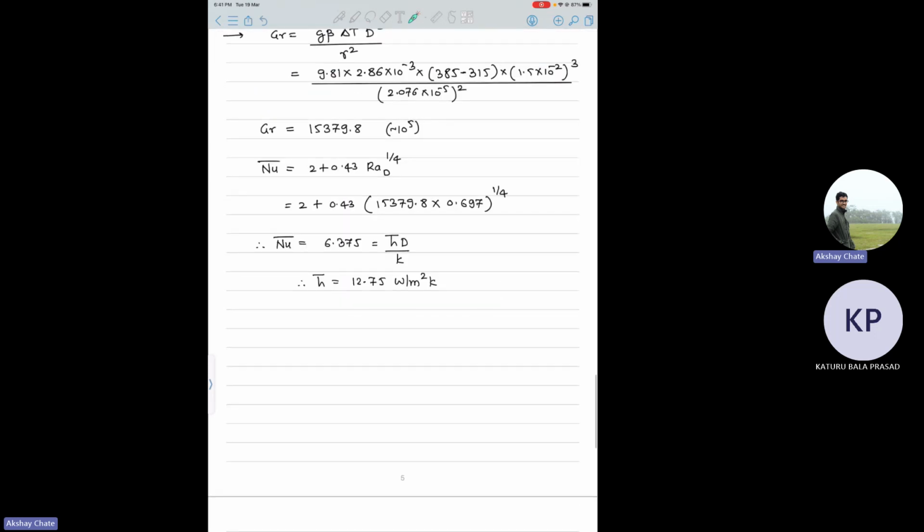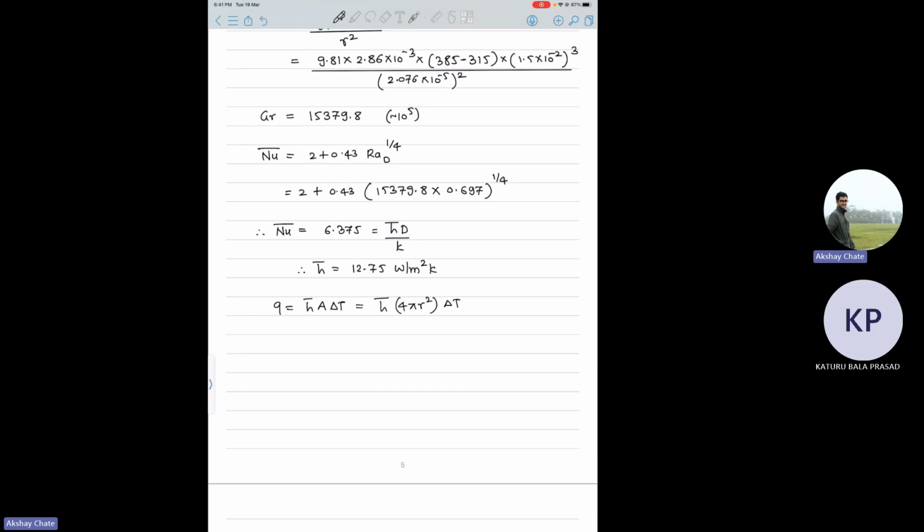So heater power is nothing but h A delta T, right? So heater power is h average times area times delta T. Now for a sphere, we know that the area will be 4 pi r square. We know the diameter, so r is half of that, and you can put all these values. Delta T will be the same as in your Grashof number definition, and you should get Q as 0.631 watts. So this is your final answer.